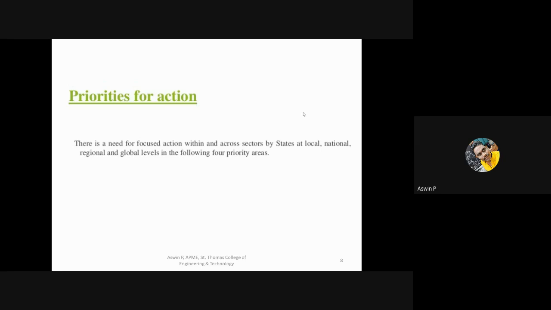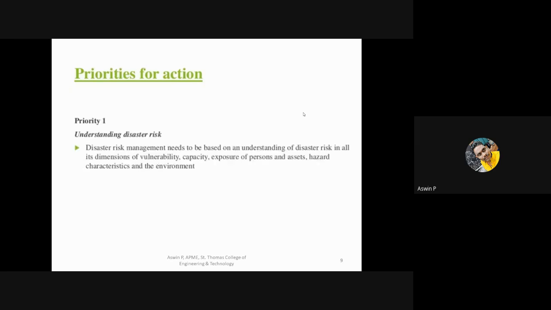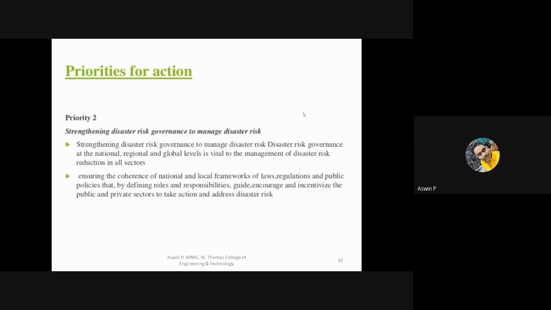There are 4 priorities for the Sendai framework. We should give importance to these 4 priorities. What are they? The first one is understanding the risk. Priority 1: we should understand the disaster risk, what will be the effect of the disaster, and it includes dimensions of vulnerability, capacity, exposure of persons and assets, hazard characteristics, and the environment. First of all, we need to identify or understand the disaster risk. This is the first priority in disaster management according to the Sendai framework.